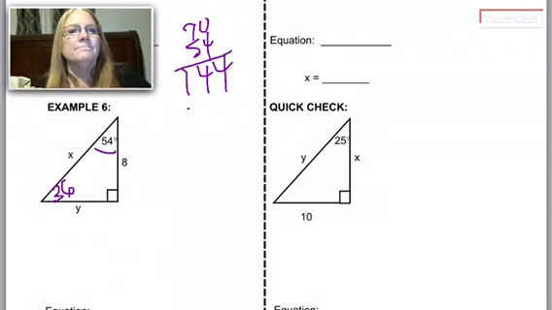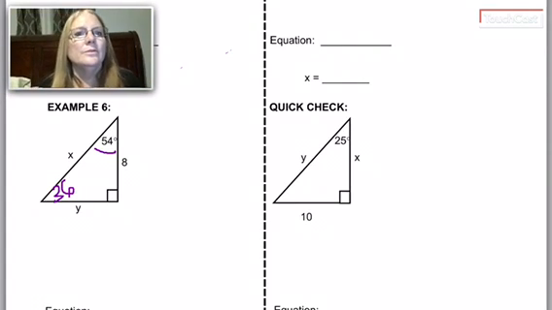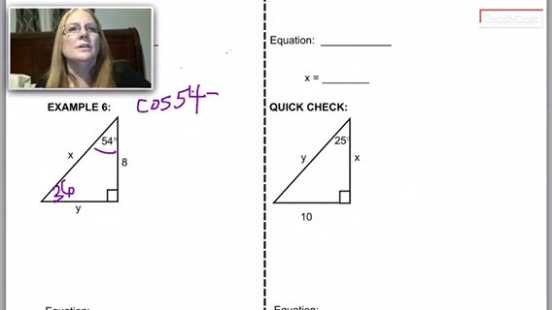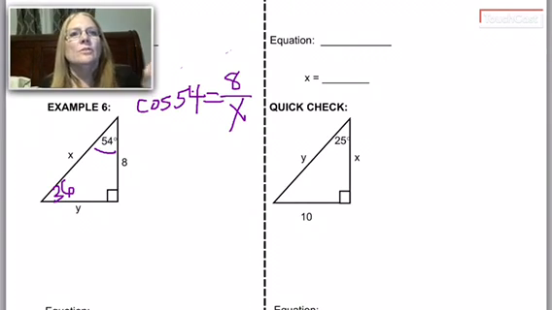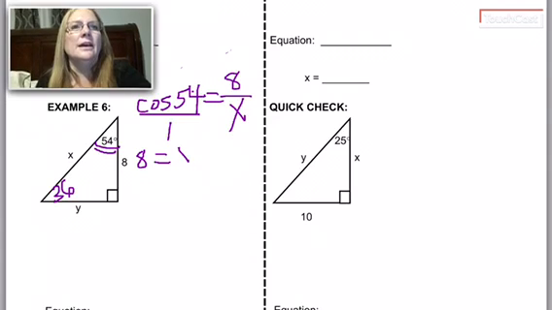So let me give us a little room here. I'm trying to erase this if I can. Okay. So we're going to say that I'm going to use, let's use the cosine of 54 equals 8 over x. Okay? So I'm using 54. 8 is the adjacent side, so I'm using cosine 8 over x. So I'm going to write this as a ratio. And when I cross multiply here, I get 8 is equal to x times the cosine of 54.